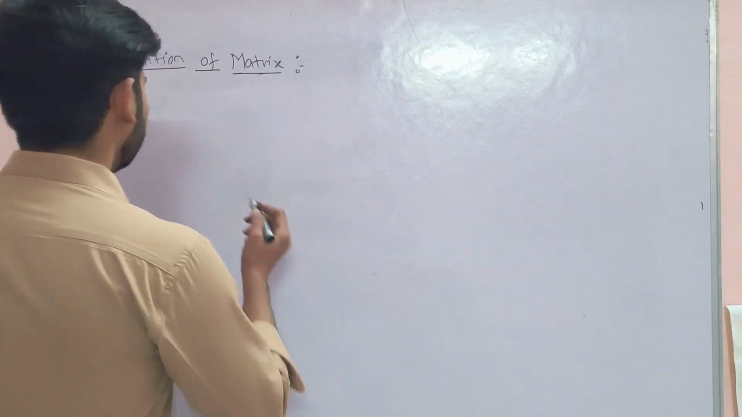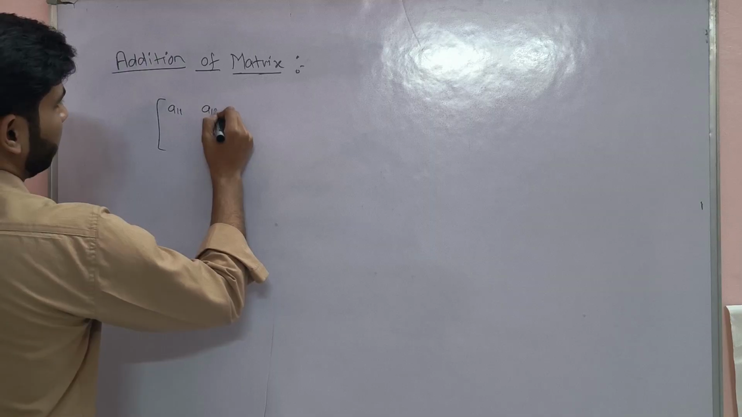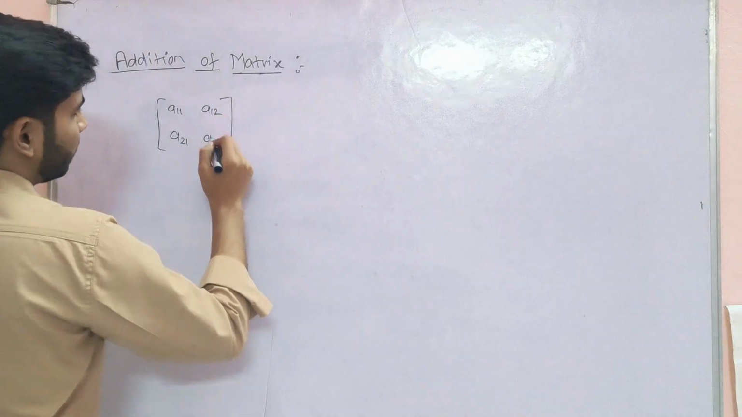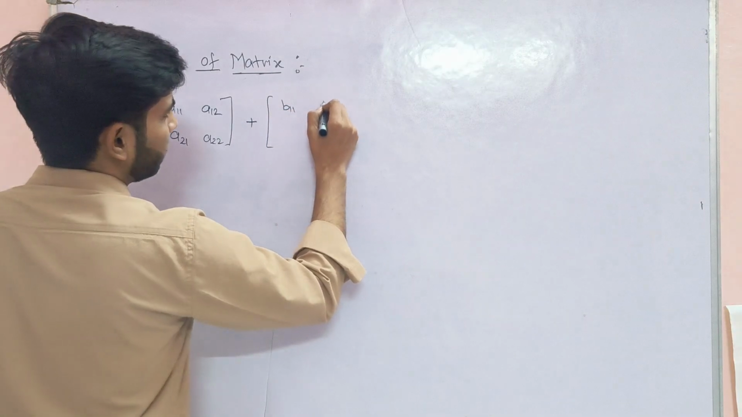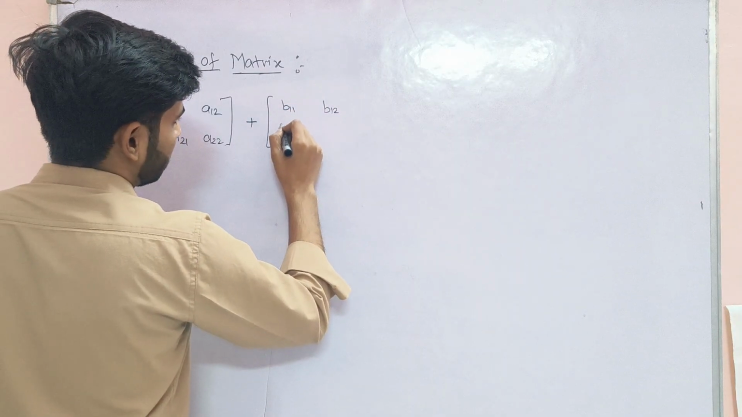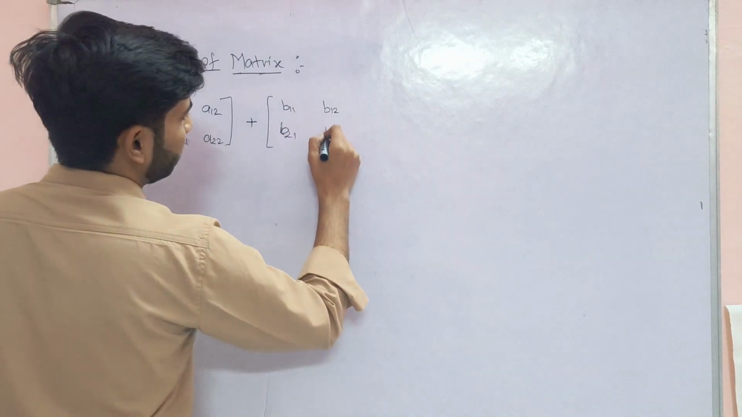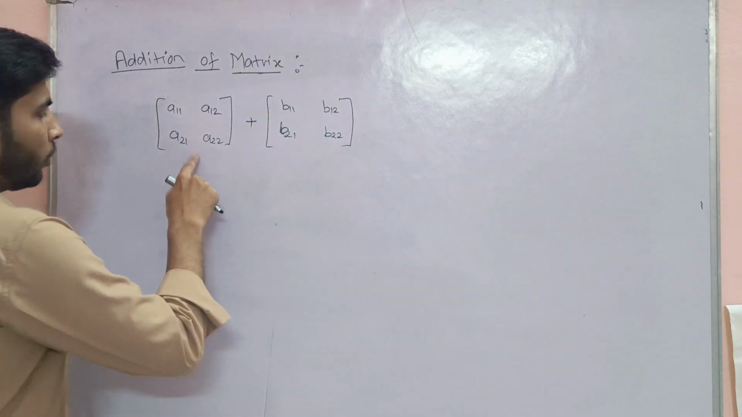Now we will see the addition of matrices. We can only add two matrices when they have the same order. I will give one example. If we have two matrices, the first matrix A11, A12, A21, A22, and the second matrix B11, B12, B21, B22. So, what is the order of this matrix?